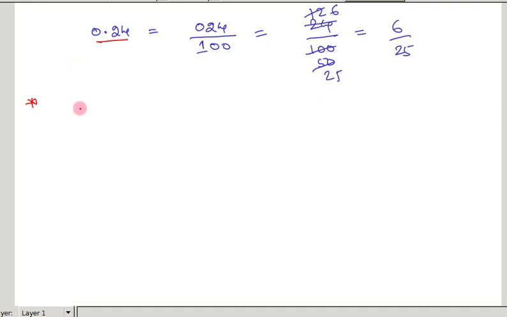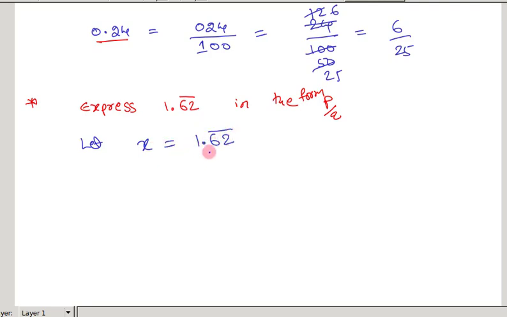Let me take an example: express 1.62 bar in the form of P by Q. That means we need to write this in the form of a fraction. So let us take x equal to 1.62 bar, and this bar indicates the repetition of these two digits infinitely many times. That means x can be written as 1.626262, likewise, these two digits being repeated infinitely many times.